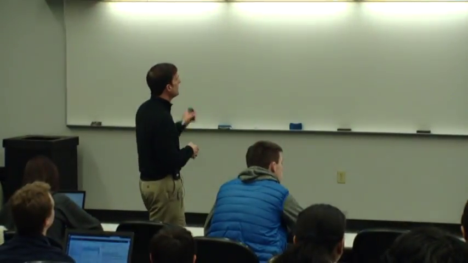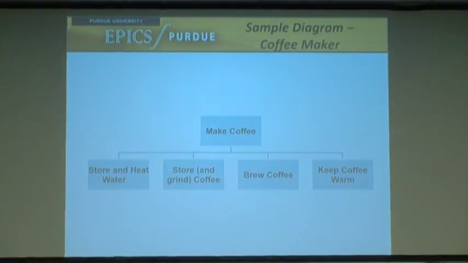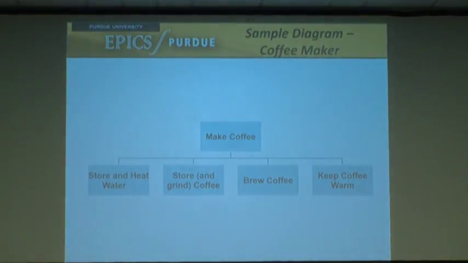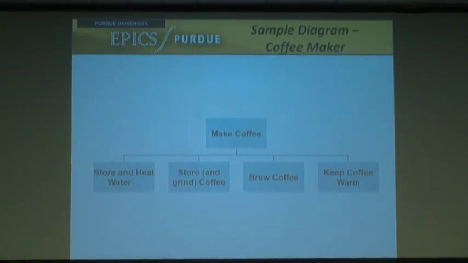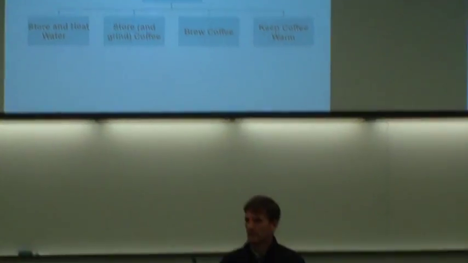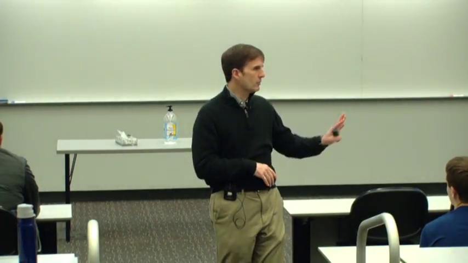But what I want to do before we brainstorm is figure out what it is that this has to do. So if I look at something like a coffee maker, which for a 7:30 class might be very important. Okay, so if I think of a coffee maker, I've got to store and heat water. Is that one function? It's two, isn't it? I've got to store it and I've got to heat it.